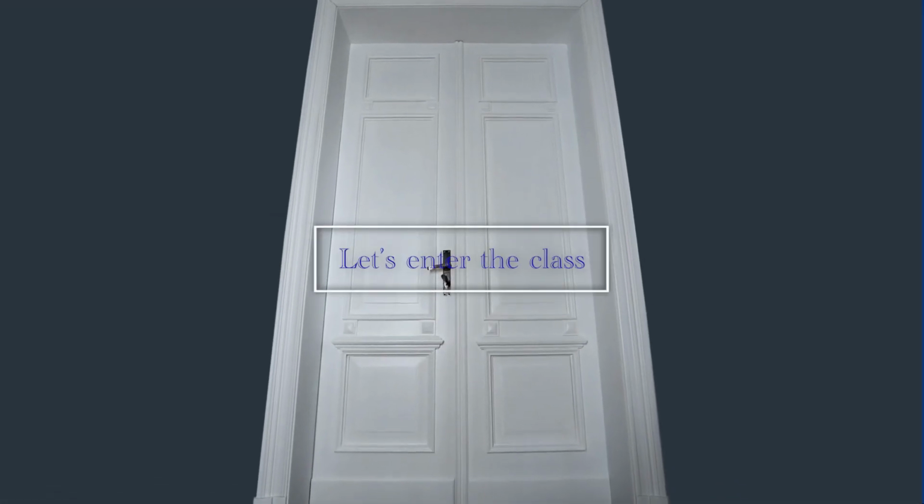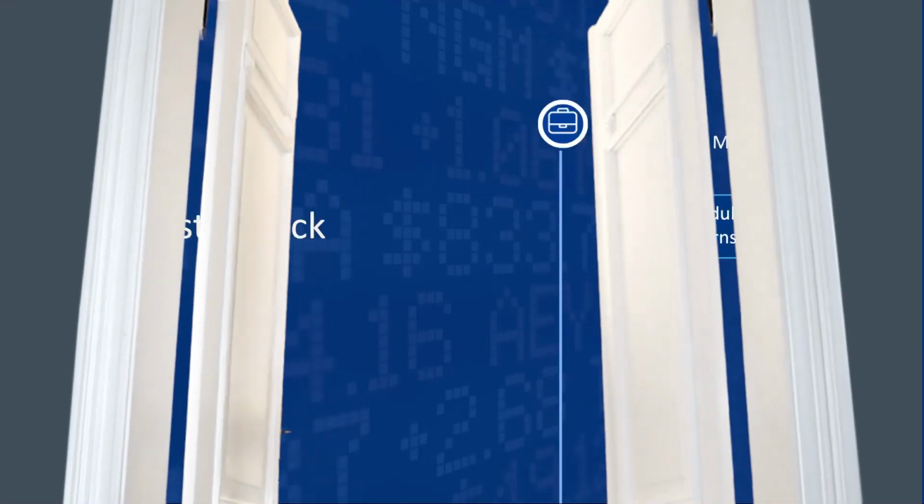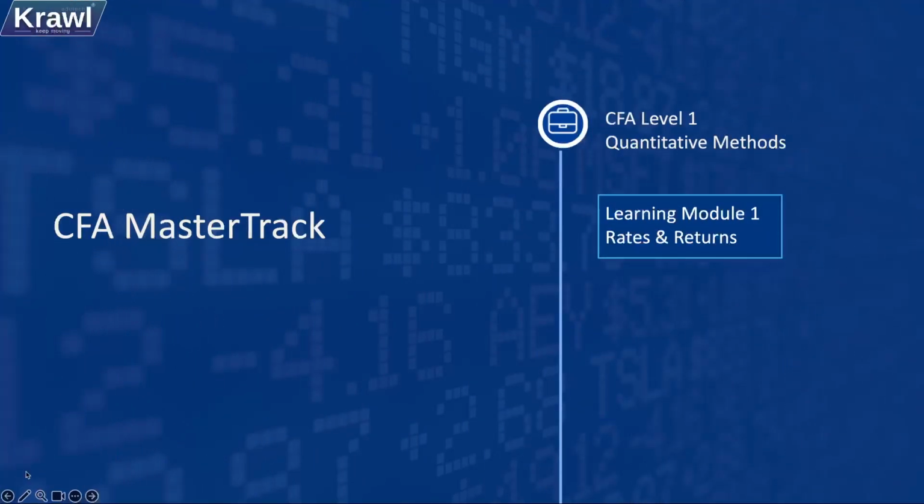So this is CFA Level 1, Quantitative Methods, and we are in the first session, which is Rates and Return. Altogether, there are 11 modules, which the Institute wants you to understand and have an appreciation for.